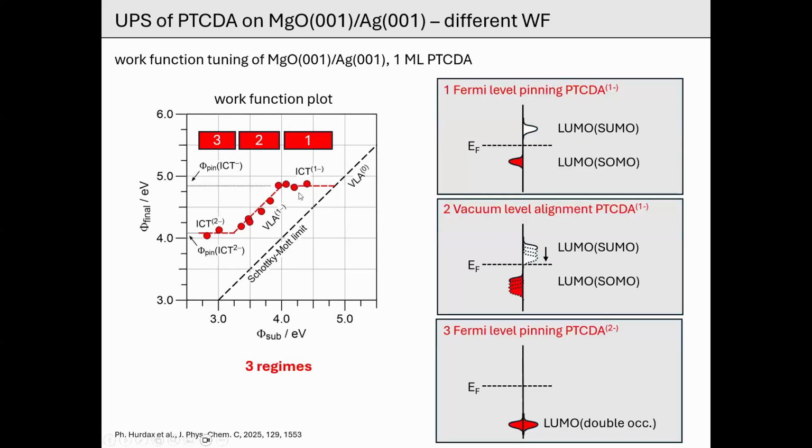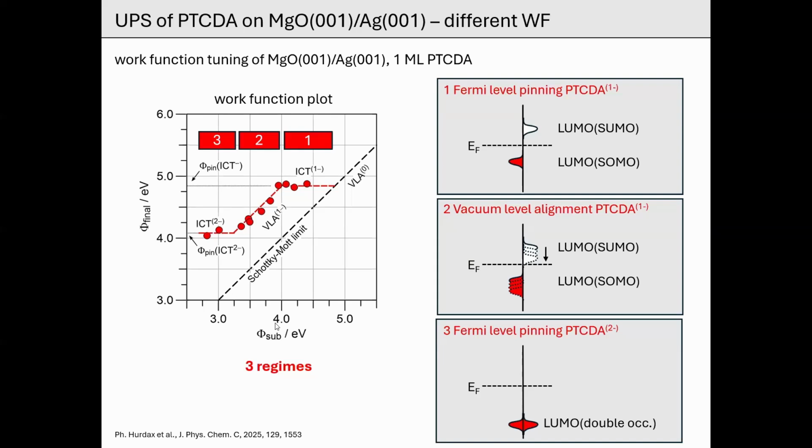The first regime is Fermi level pinning of the negatively charged molecules. So in this regime, we start basically from uncharged molecules, start charging the molecules in the monolayer until all the molecules are charged. We have this SOMO-SUMO splitting. And now, once we are here, of course, it requires some energy to put another electron into the molecule, to the next affinity level. And this means vacuum level alignment.